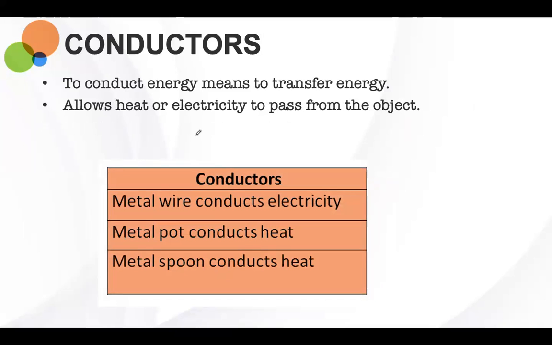All right. So the conductors. To conduct energy means to transfer energy. On the other hand, we see insulators and conductors have their different purposes, their different reasons. Conductors allow heat or electricity to pass through the object. So we have metal wires conduct electricity, metal pot conducts heat, and metal spoon conducts heat as well. Right.